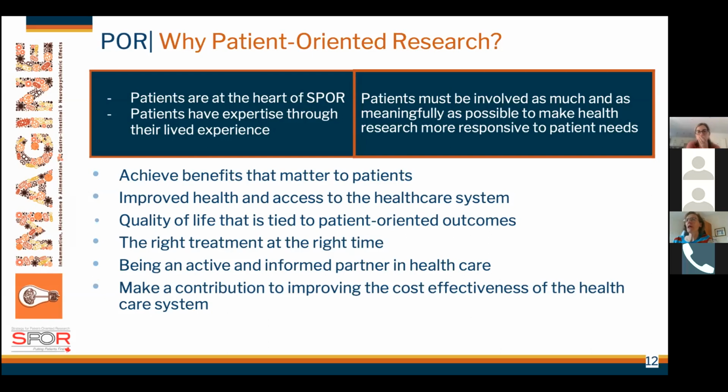So the whole idea of having patients at the heart of patient-oriented research is that we must involve patients to make the research more responsive to patient needs. And I won't go through all the bullet points below, but basically, we want to achieve benefits that matter to patients. We want to achieve good outcomes, which should be linked also to better quality of life. And we want to make active and informed contributions to research and improving our system. Next slide.